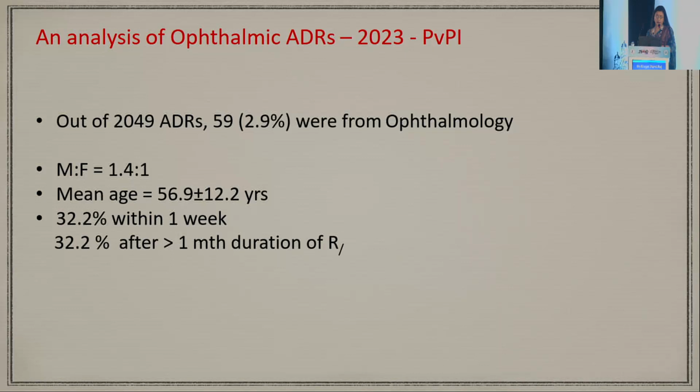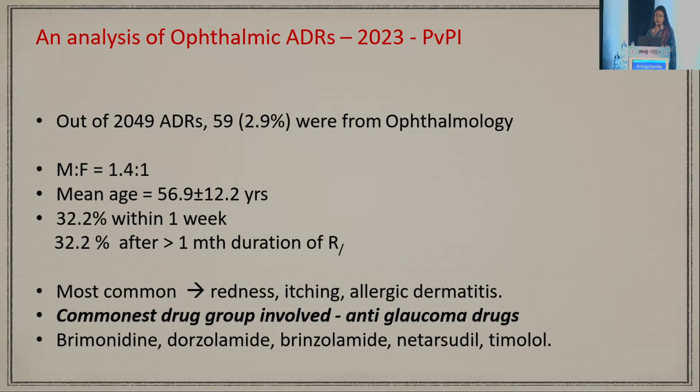Males were more commonly affected, and the elderly were more commonly affected. Presentation was very variable. The most common ADR was redness, itching, and allergic dermatitis. And the commonest ophthalmic drug group involved was anti-glaucoma drugs. Of these, brimonidine was the most notorious, followed by the topical CAIs, netarsudil, and then timolol.